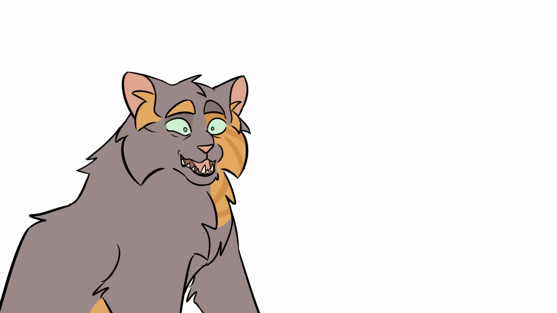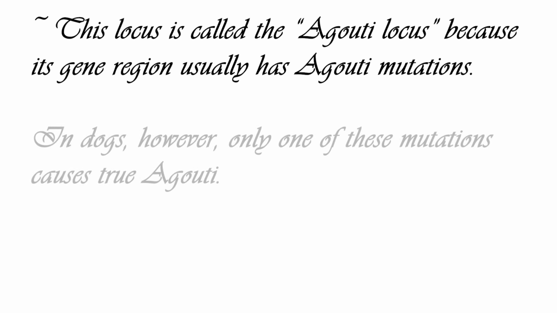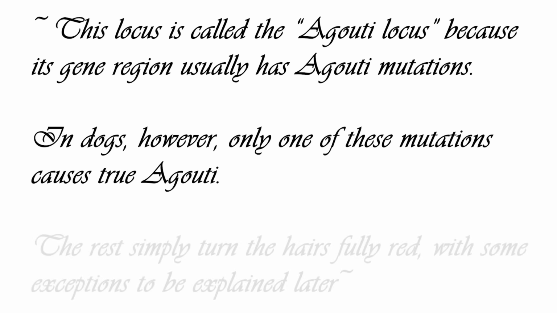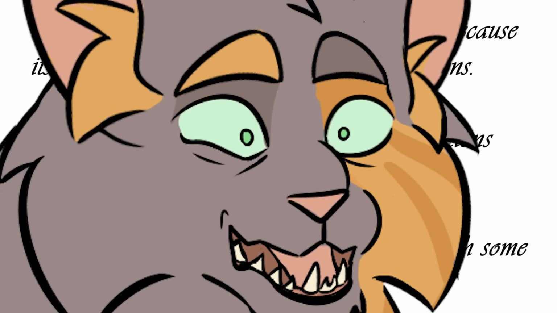But it would not have been hard for literally any of the dog genetics websites I dug through like a hungry mole for a whole day to contain a simple intro to the area of... "This locus is called the Agouti Locus because its gene region usually has Agouti mutations. In dogs, however, only one of these mutations causes true Agouti. The rest simply turn the hairs fully red, with some exceptions to be explained later." And then explaining the exceptions later!